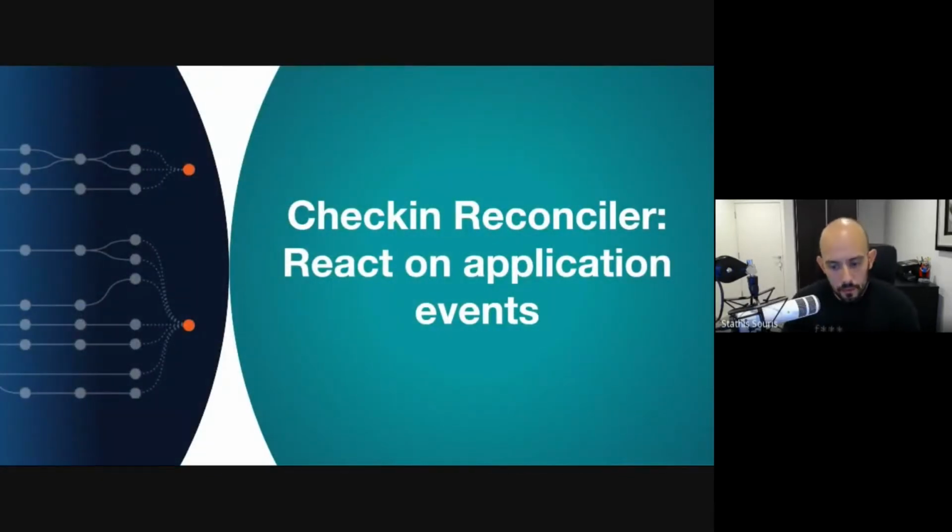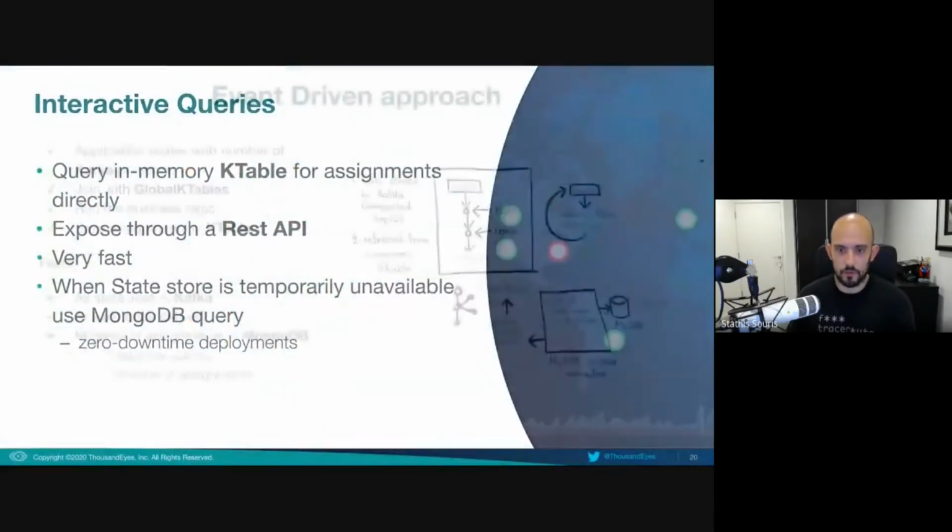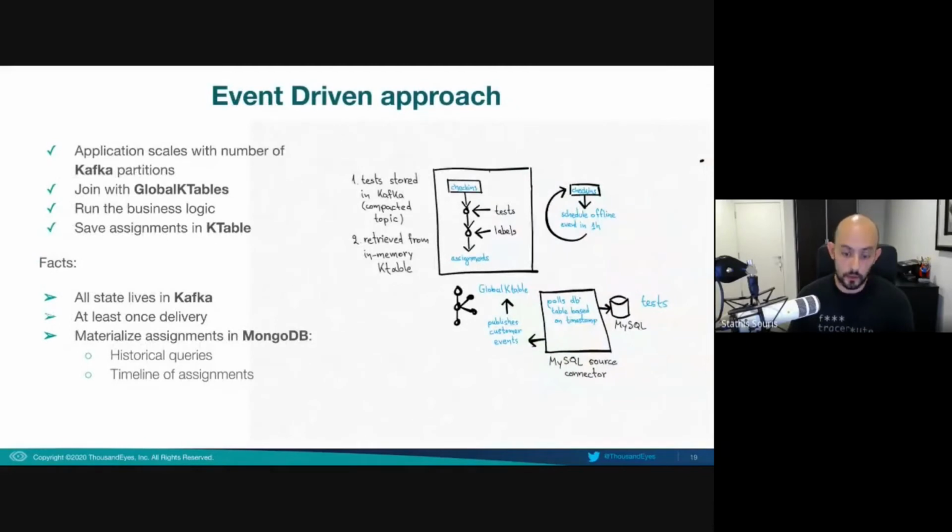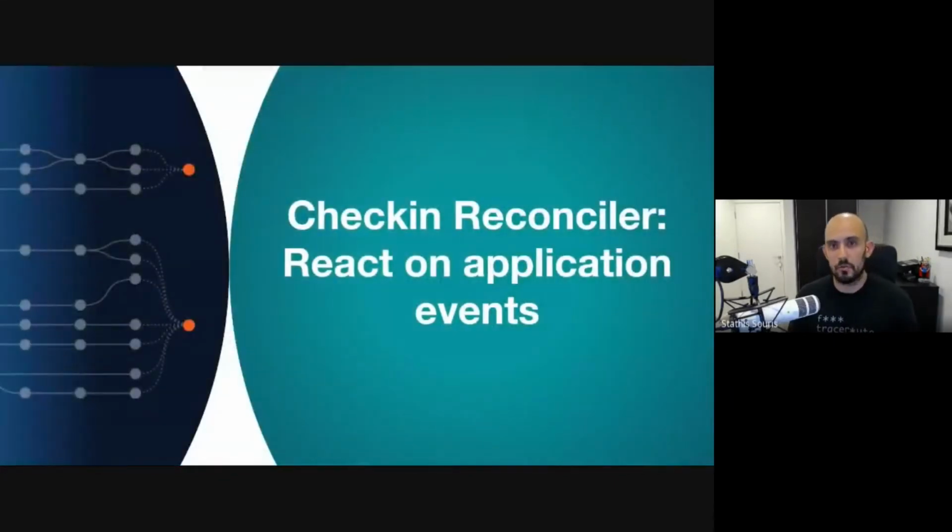So now we're moving on to the second application, which we call the check-in reconciler. Basically, this is a sidekick application to the scheduler, because what it will try to do is make the scheduler aware of other types of events. Right now the scheduler only knows about agent check-ins and nothing else. The thing is that a customer can change a test. If they change the test, then this means that probably the business logic behind the scheduling algorithm must change.